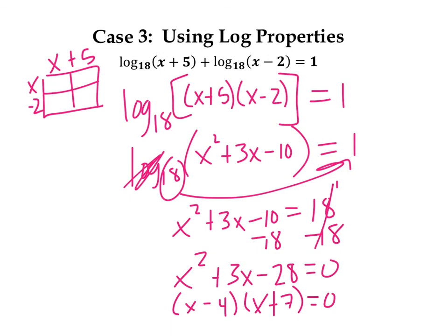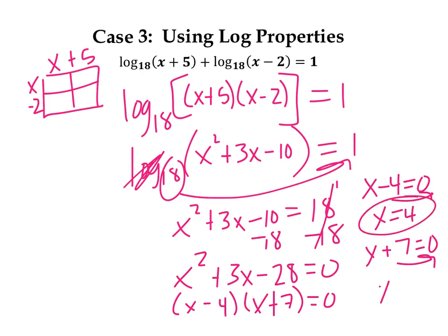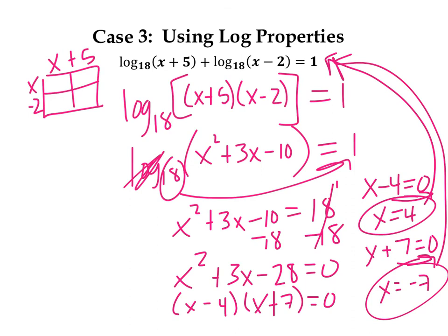We set each of those factors equal to 0. So you get x minus 4 equals 0, and x plus 7 equals 0. When you solve for x, we're going to move this over, and we're going to move this over. You get x equals 4, and x equals negative 7. Again, you need to plug both of them into the original problem to see if they are solutions or not, and that's your extra credit.